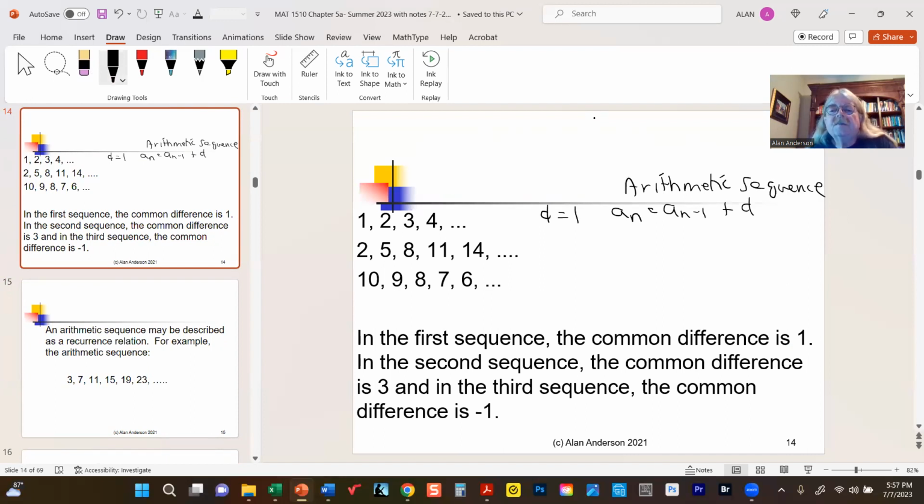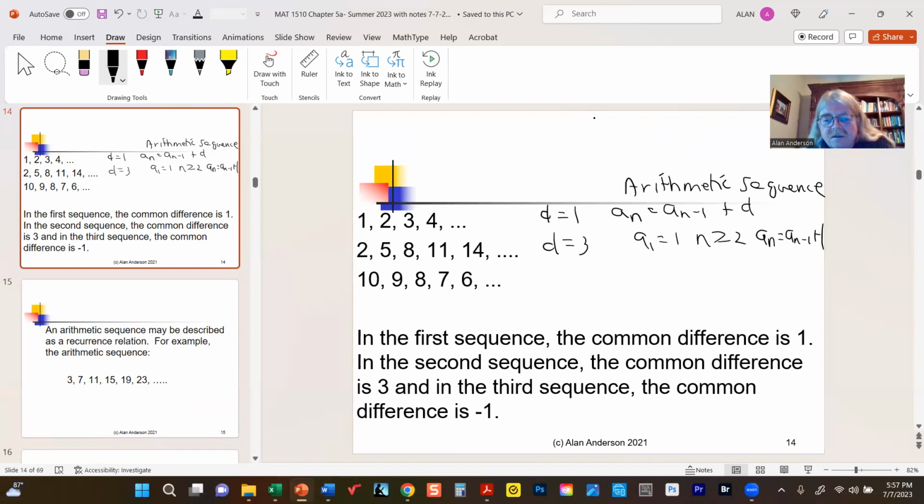So you could define this by saying a1 equals 1, and then from n greater than or equal to 2, an equals an minus 1 plus 1. That's how you define it as a recurrence relationship. We start with a1, and from 2 on, each term is 1 greater than the previous one. And in this case, we have 3.